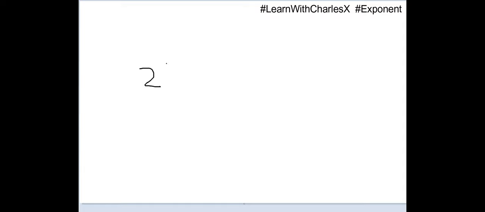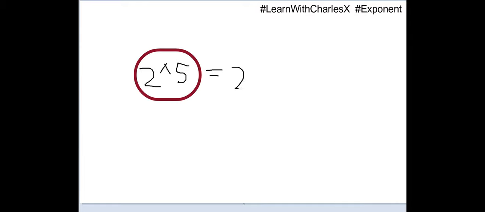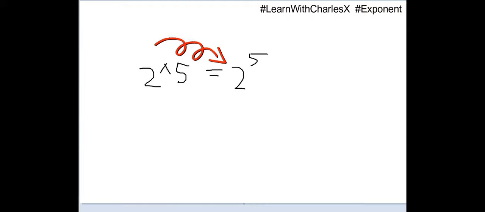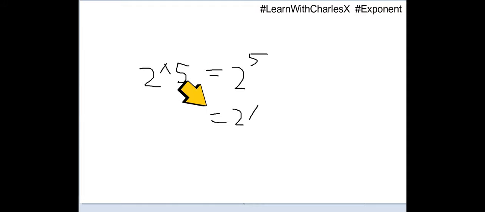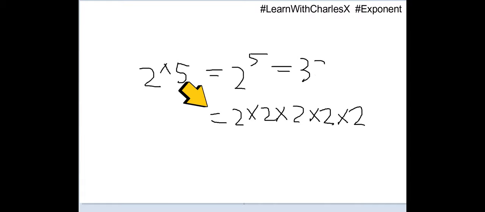Here's another way of writing the exponent. This is the same as 2 to the power of 5. Also written as 2 times 2 times 2 times 2 times 2, with the same answer, which is 32.